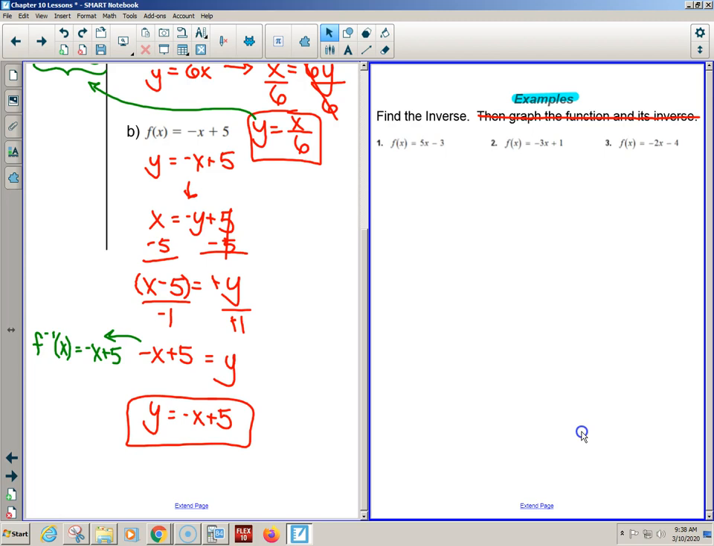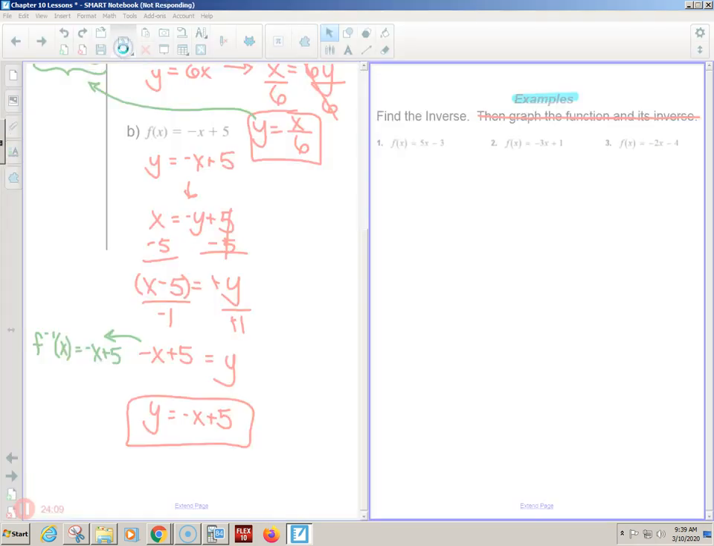I'm going to slowly come behind so you can check your answers. But I want you to, ready? Set the f of x to be y. Switch the x and y. Solve for y. Ready, set, go. Set the y for f of x. Switch the x and y. Solve for y. Meanwhile, let me see if I can get my computer to stop freaking out.